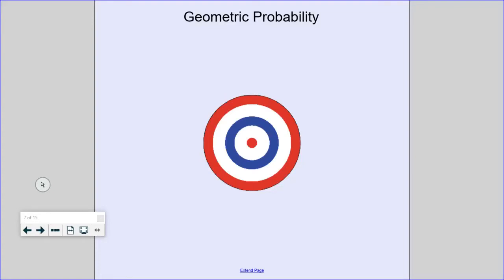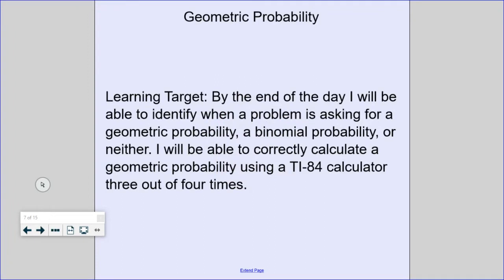Okay, so we're going to start with some geometric probability, and specifically, after this, you should be able to identify if a problem is geometric, or binomial, or neither. Lastly, be able to correctly calculate geometric probability using a TI-84 calculator 3 out of 4 times. And actually, you should be able to do it more than that. Let's go ahead and try this.